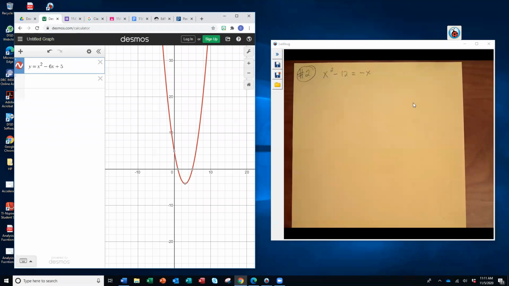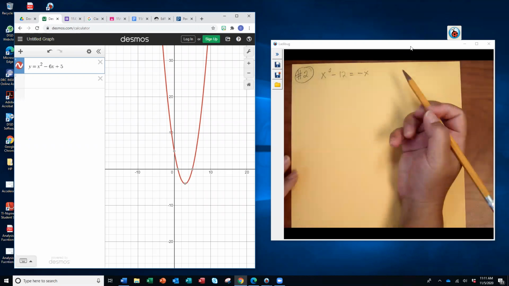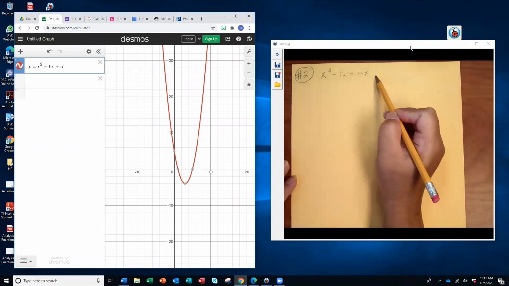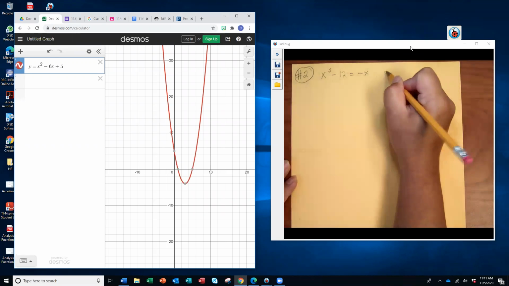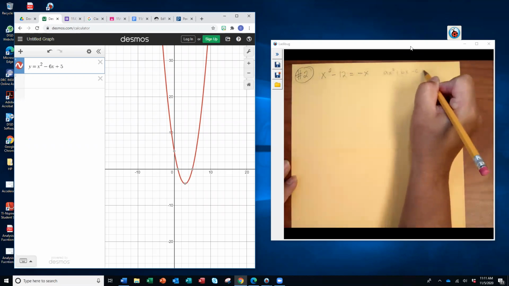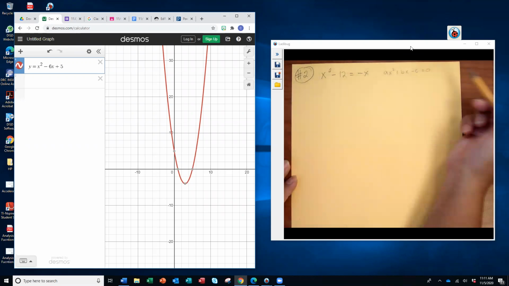All right, so let's look at your number 2. Your number 2 says x squared minus 12 minus x. Let me ask you, is this in the standard form or not? It's not, right? Because your standard form says x squared plus bx minus c equals 0. The sign doesn't have to be a particular sign, but it has to be in this format.